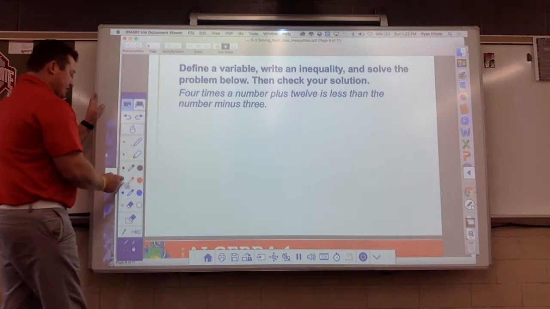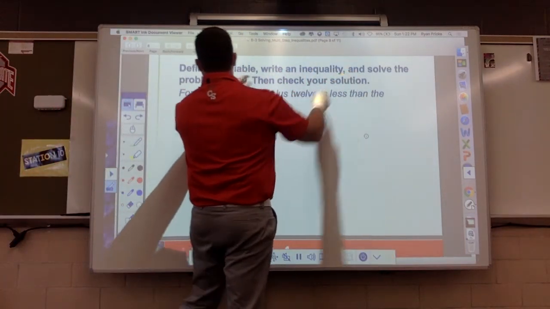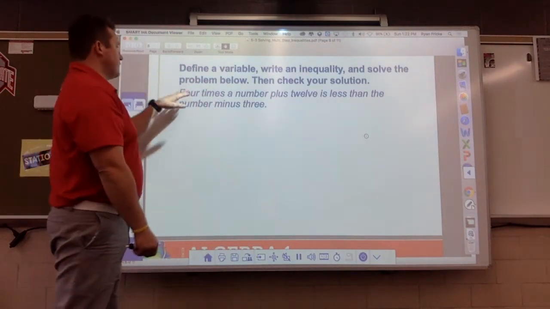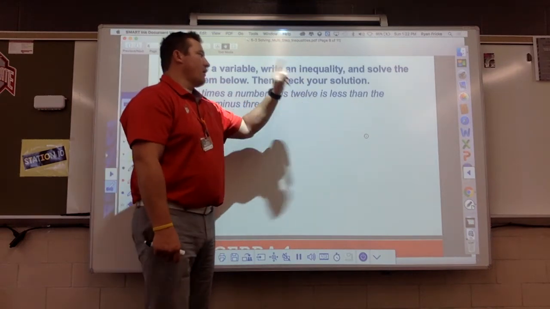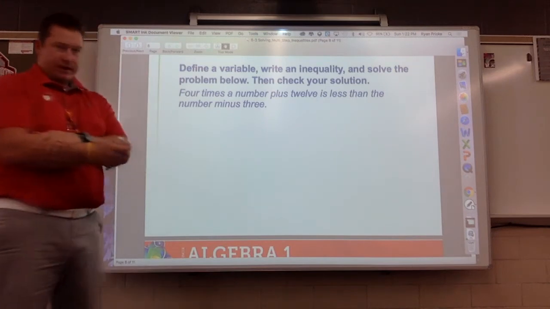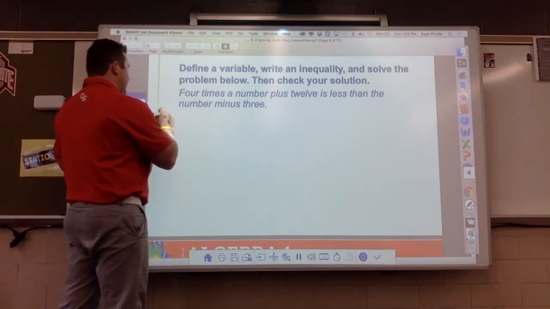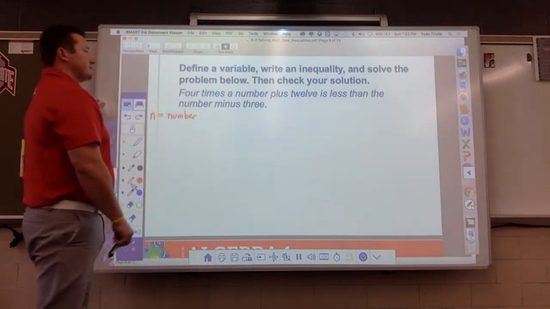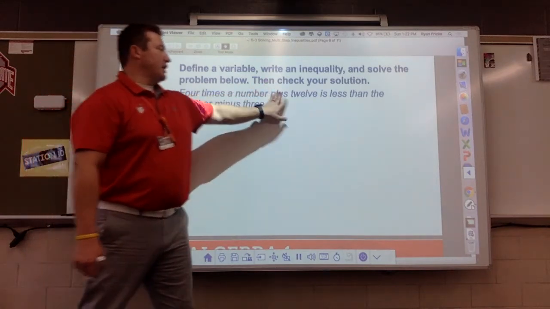Finally, we get to do something. Define a variable, write an inequality, solve the problem, check your work. Yes. 4 times a number plus 12 is less than the number minus 3. Okay. Define a variable. N equals some number. Okay? Here's what we know. 4 times a number plus 12.